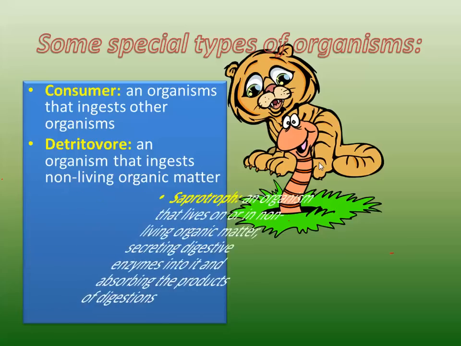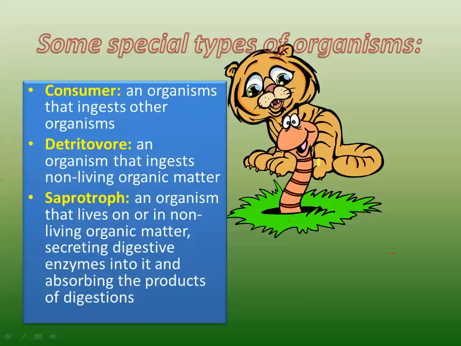And you have to make sure you can distinguish between a detritivore and a saprotroph. A saprotroph is an organism that lives on or in non-living organic matter, and they actually get their energy by digesting things outside of their body. So right here it says secreting digestive enzymes and then absorbing the products of digestion. Uh-oh, it's a spelling mistake. Okay, what do? Well, I eat things, I'm a heterotroph, I'm a consumer, and I do all my digesting with enzymes and adequate pH levels inside my body.